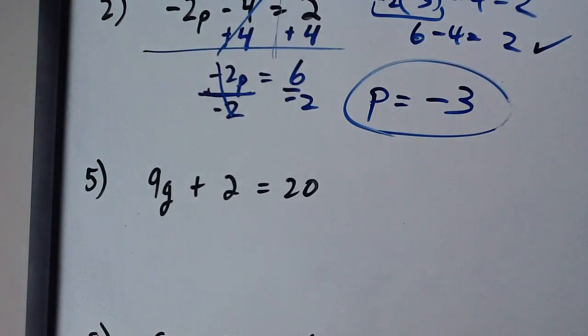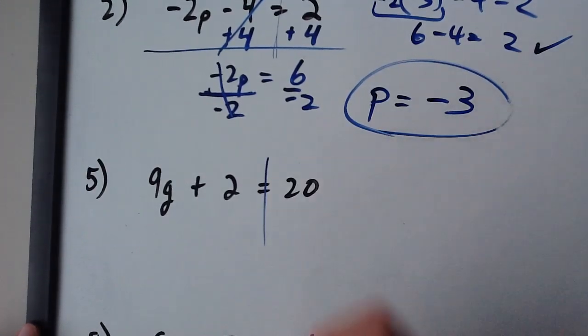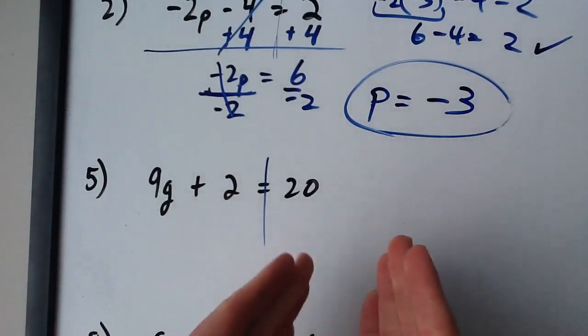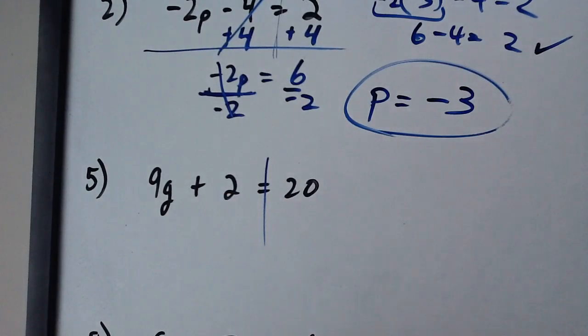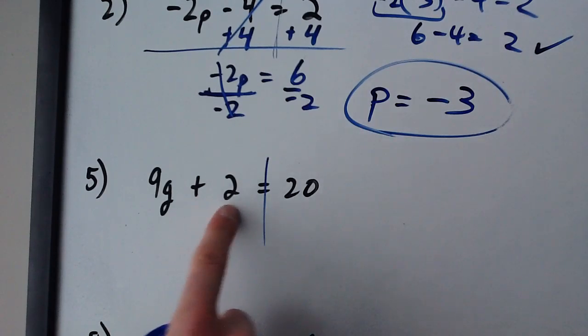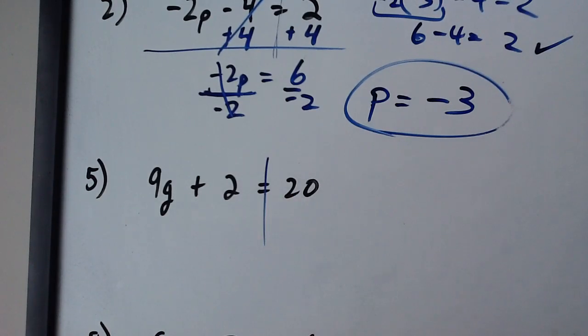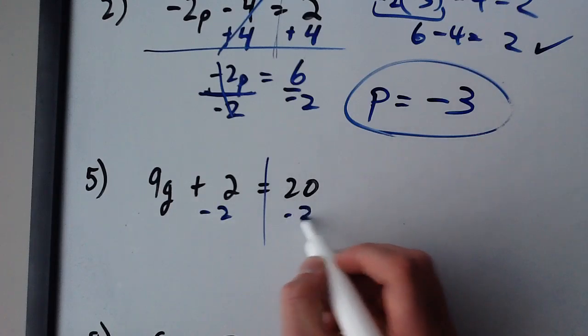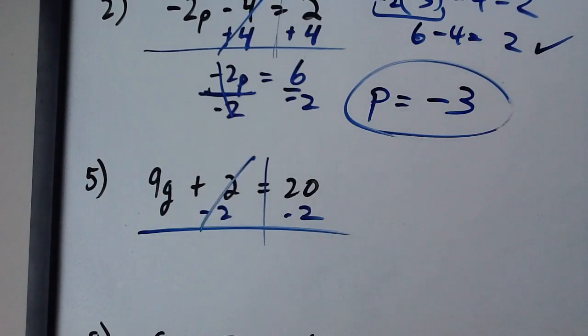Number 5 from worksheet 6.4 AB. I have 9g plus 2 equals 20. So again, I can look at this as I have a left side of the equation and a right side of the equation. If my variable is on the left side, get everything else on the other side. So I've got to get rid of this 2. I've got to move this 2 to the other side. To do that, I subtract 2 so that these 2's will cancel, right? Because 2 minus 2 is 0.